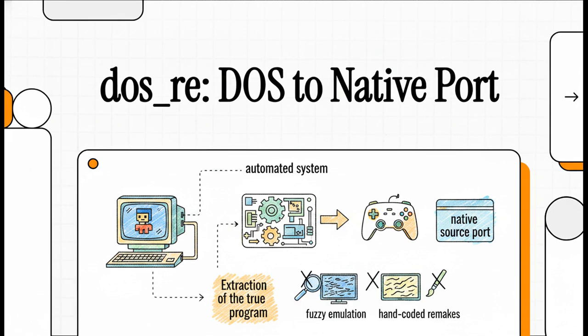DOS_restore is an automated system designed to transform ancient DOS binaries into completely clean, native source ports. And the crazy part? It does this without relying on human guesswork, fuzzy emulation, or hand-coded remakes. It literally mechanically extracts the true program hidden right there inside the original executable.